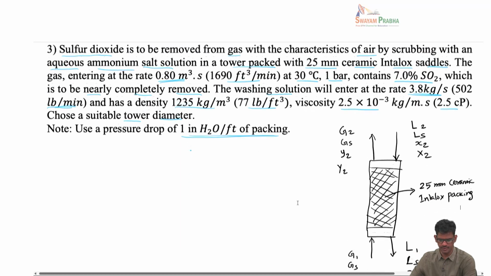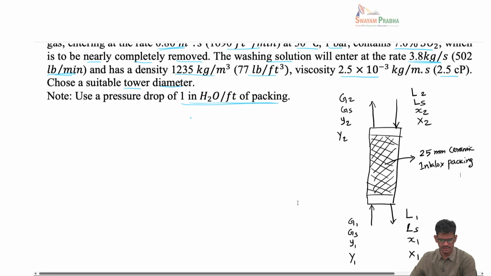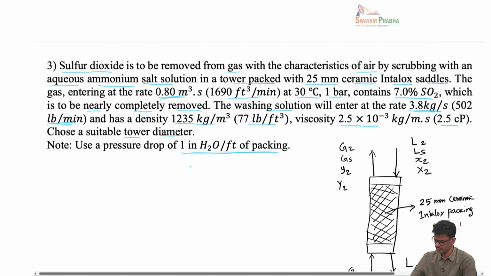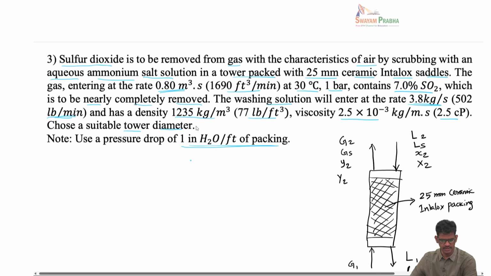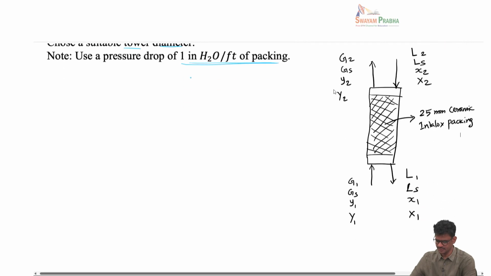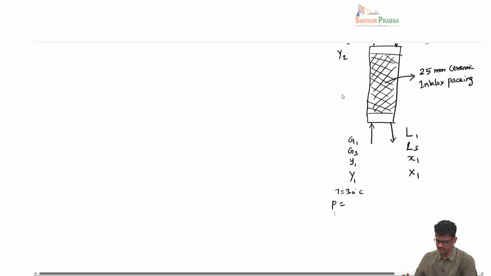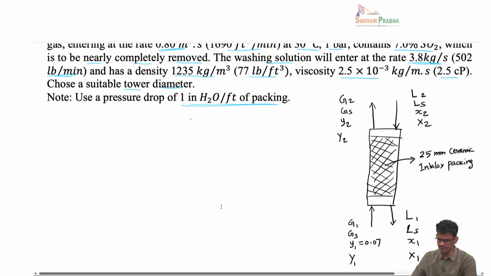Okay, so now let us look at the data. The gas flow rate is given in terms of volumetric flow rate, and the temperature and pressure are also given. So temperature is 30 degrees Celsius, pressure is 1 bar, and it contains 7% of SO2. Okay, so this is 0.07, and then we want the outlet stream to have 0 SO2.